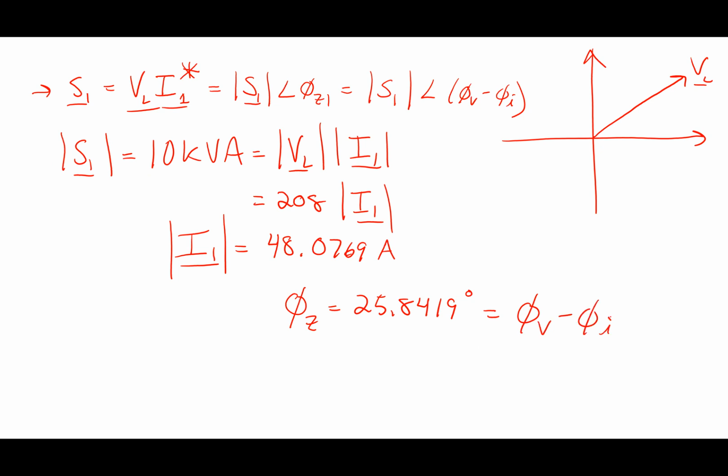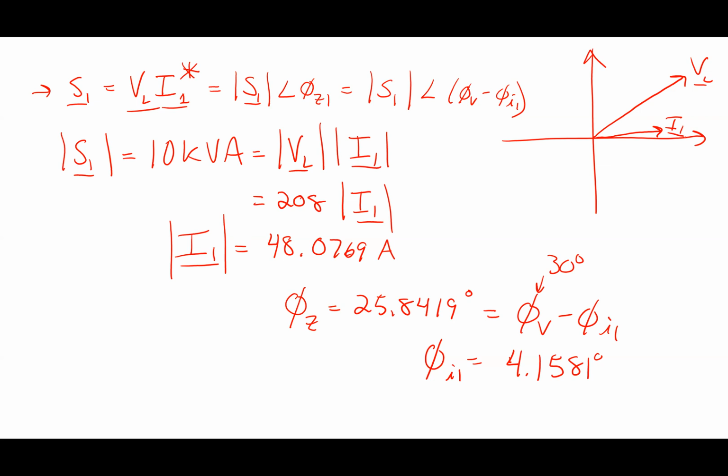Now, what do I know, and what am I solving for? I know phi V is 30 degrees, so then I figure out what phi I is. Specifically, I want to call this phi I1. So if I do the math, phi I1 is equal to 4.1581 degrees. And so that would put it somewhere over here. I1 would be over here.